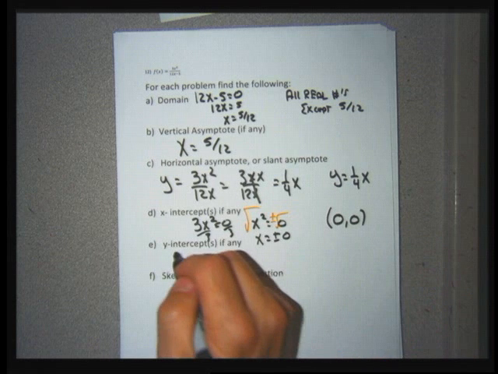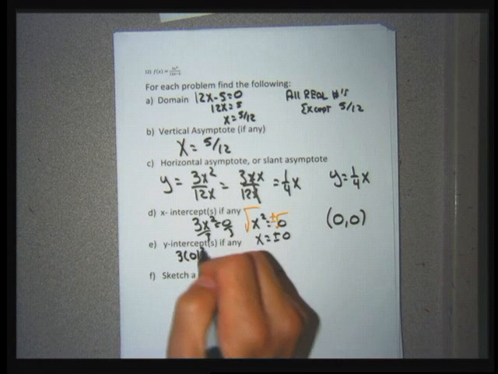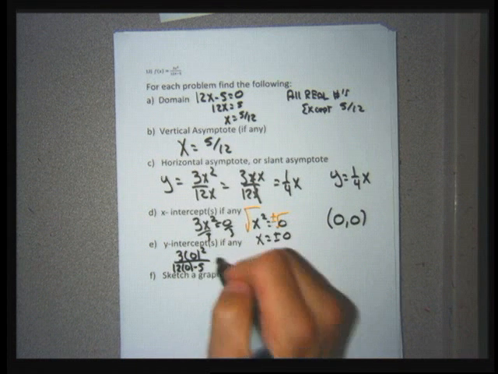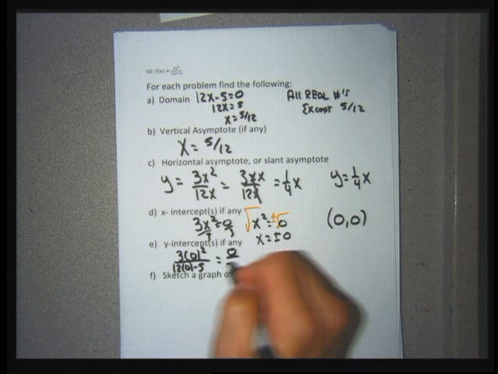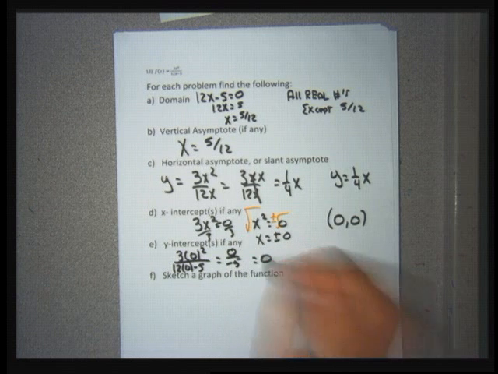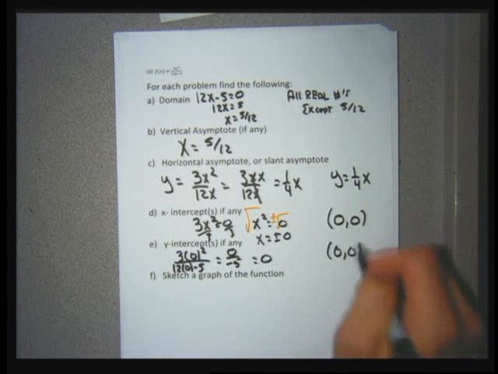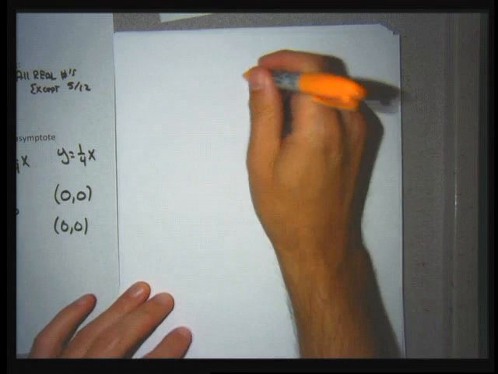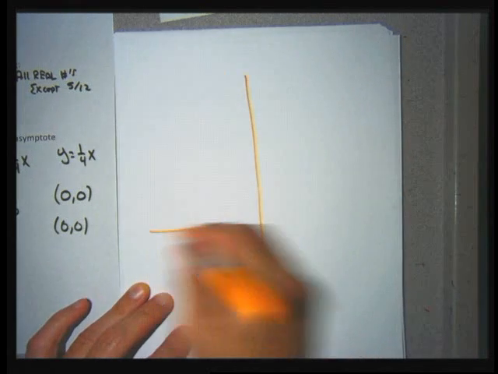For the y-intercept, I'm going to go 3 times 0 squared over 12 times 0 minus 5. The pieces with 0 turn into 0. I get 0 over minus 5, and that's equal to 0. So the y-intercept is also going to be (0, 0). This I might be able to get by on a standard window. So when I go to graph this, I'm going to show the features that I need to show: the (0, 0) x and y-intercept, the 5/12 vertical asymptote. I'm going to hold off on drawing the 1/4 x for a minute here.